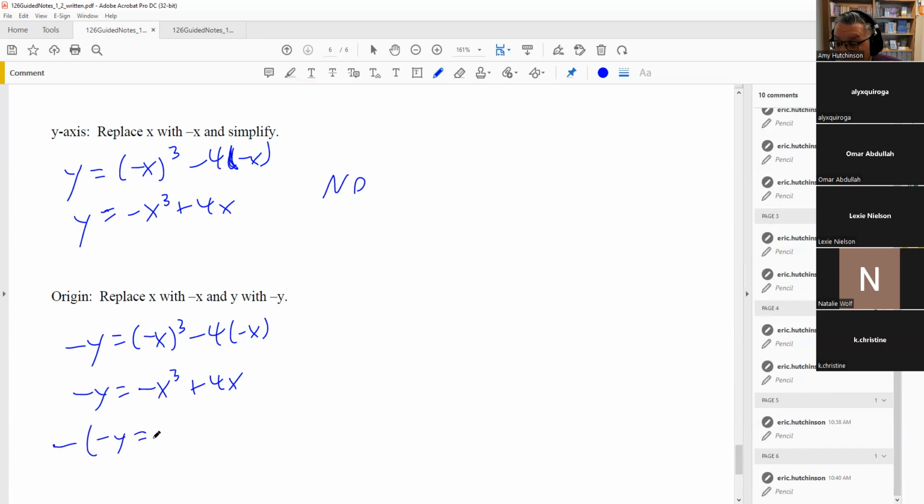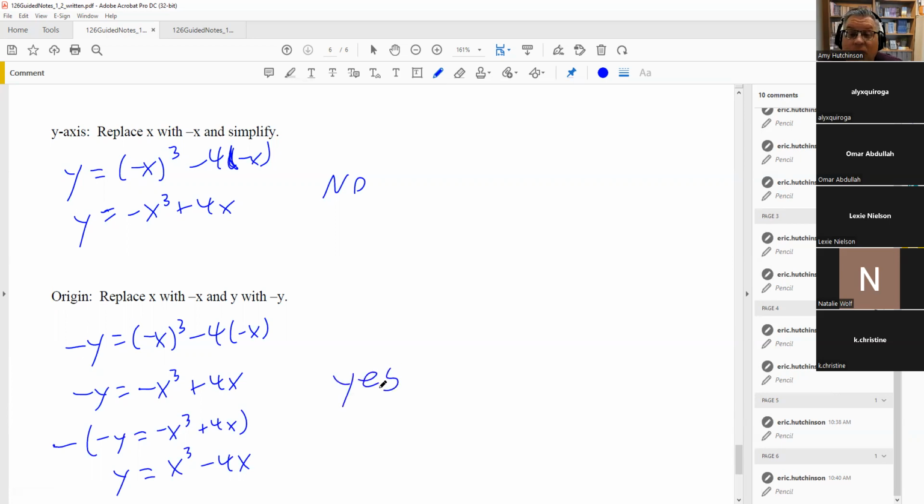So I'm just multiplying the entire equation, both sides, by a negative. Technically, what I'm doing here is multiplying both sides by negative 1. So negative 1 multiplied by that gives me a positive y. This gives me a positive x cubed and a minus 4x. Notice that this one that we get, that is the same as the original one.